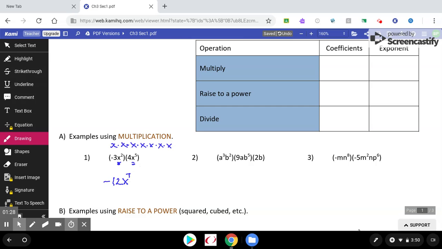So up here in the chart, for a multiplication problem, I'm just going to use the symbols. The coefficients, or the numbers out in front, in that case the -3 and the 4, we just times them. But the exponents, we added. So one thing you can look at in this chart is you never do the same thing with the coefficients as you do with the exponents.